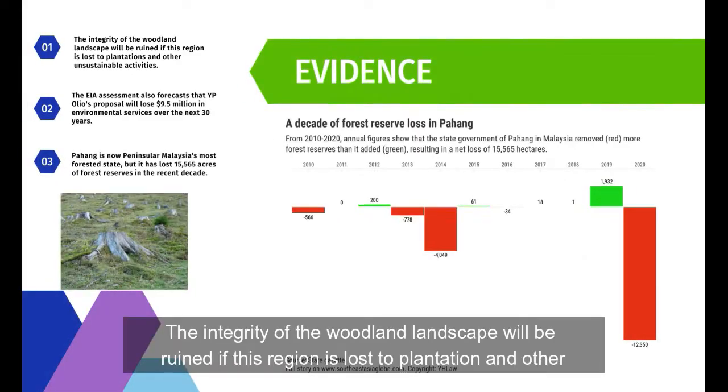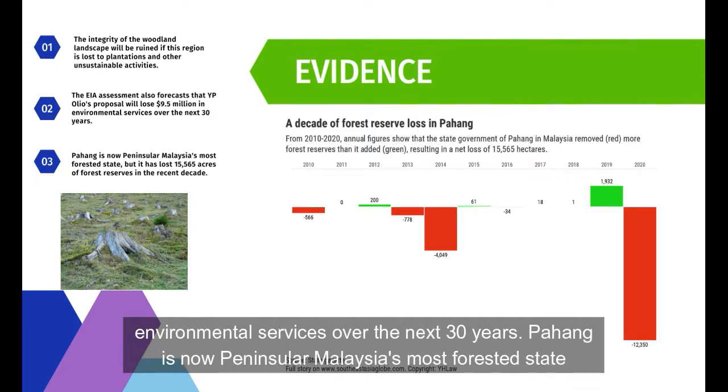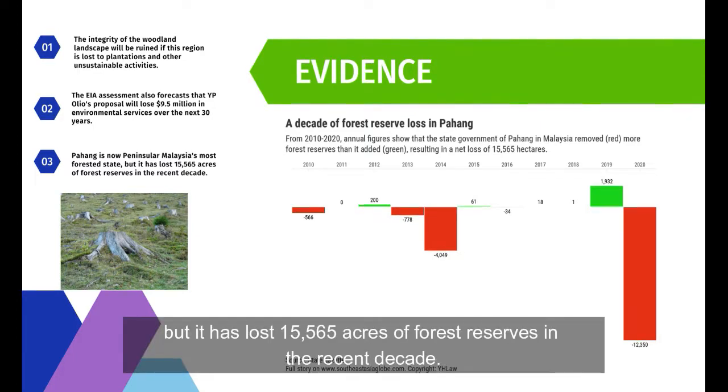Evidence. The integrity of the woodland landscape will be ruined if this region is lost to plantations and other unsustainable activities. The EIA assessment also forecasts that the proposal will lose 9.5 million in environmental services over the next 30 years. Pahang is now Peninsular Malaysia's most forested state, but it has lost 15,565 acres of forest reserve in the recent decade.